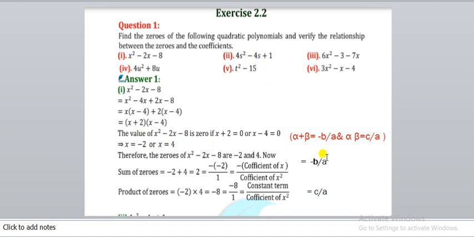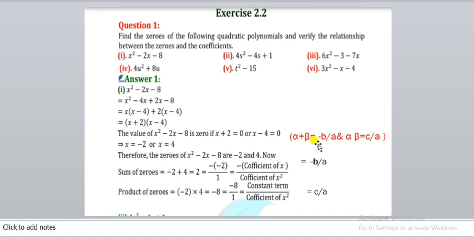So we have to now verify the relationship. So what was the relationship we read earlier? Alpha plus beta, that is sum of the zeros, is equals to minus b upon a. B is the coefficient of x, and a is coefficient of x square. And product of zeros, that is alpha into beta, is equals to c upon a, where c is the constant term and a is the coefficient of x square. So we will see the relationship now.